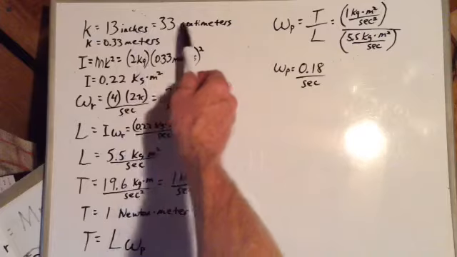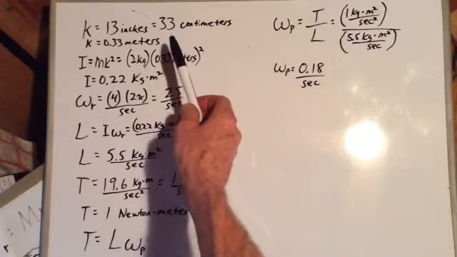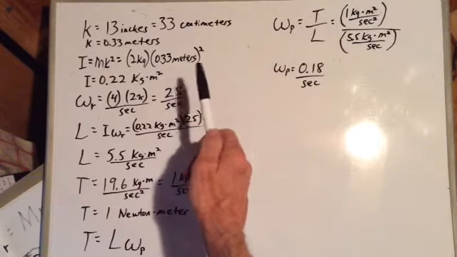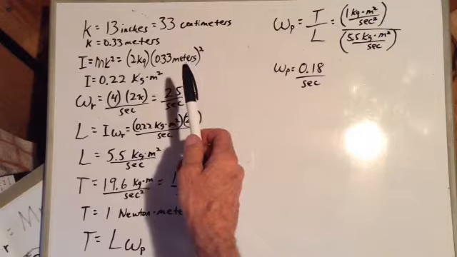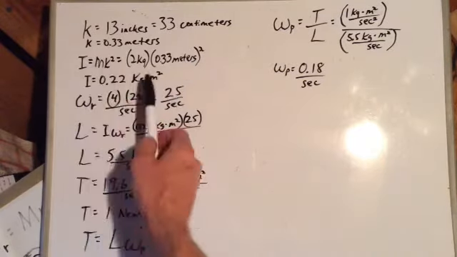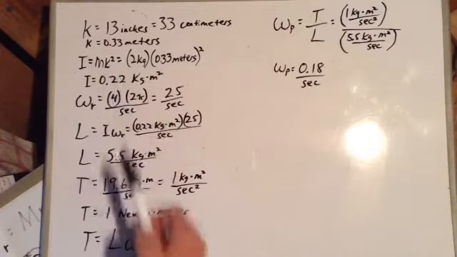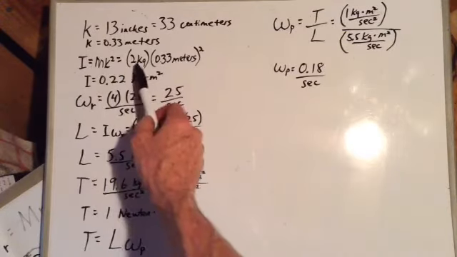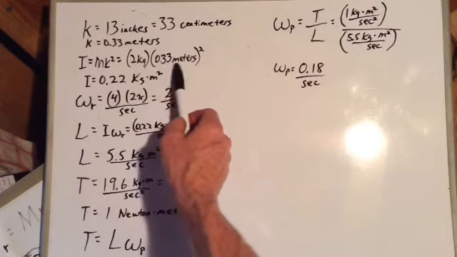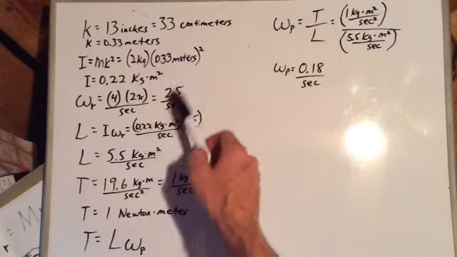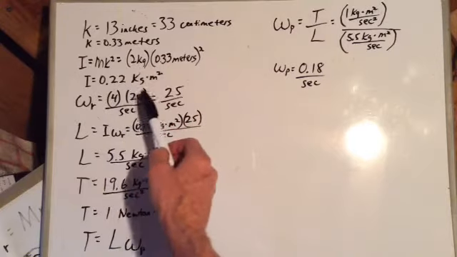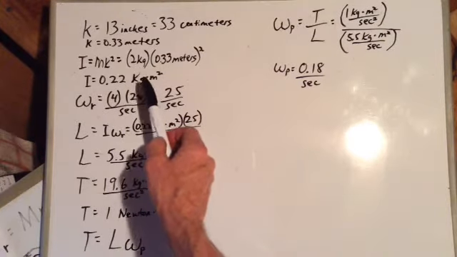So the moment of inertia, I, is equal to mass times the radius of gyration squared. So the mass is 2 kilograms, radius of gyration is 33 centimeters, which is 0.33 meters. And all that gets squared, so 0.33 times 0.33 times 2 gives us 0.22 kilogram meter squared.